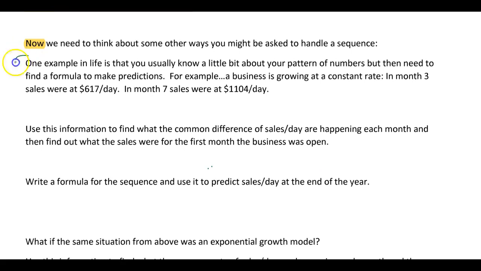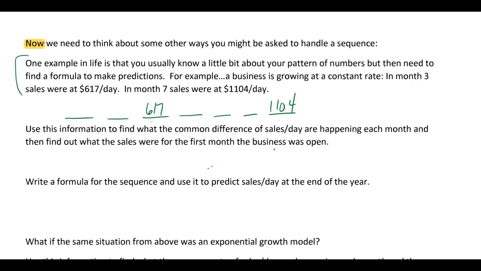So if you read this problem here, it's talking about the rate that a business is growing and different data points throughout the year. So in month 3, we have $617 per day that we're making, and then in month 7, 4, 5, 6, 7, it's $11.04 per day. Now the reason I drew it out this way was I was thinking of it as a sequence as I read the problem. So first data point is when n is 3, and then when n is 7. Use this information to find the common difference of sales per day.